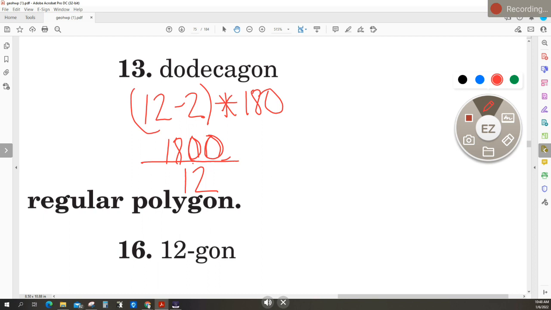There's 12 angles. Okay, so what does that give us? 150. So every angle inside a dodecagon that's regular, which means all the sides and all the angles are the same, every angle is 150 degrees. So far, so good? Okay.